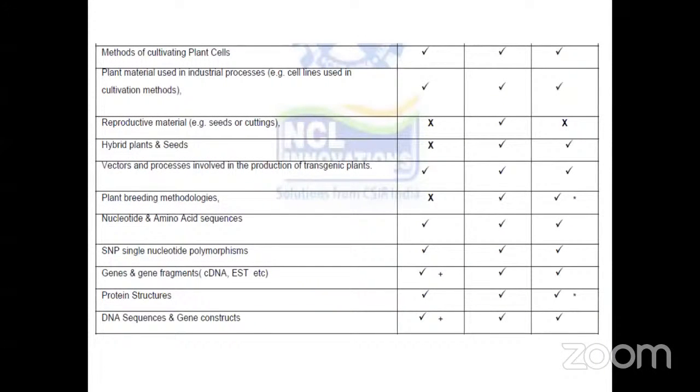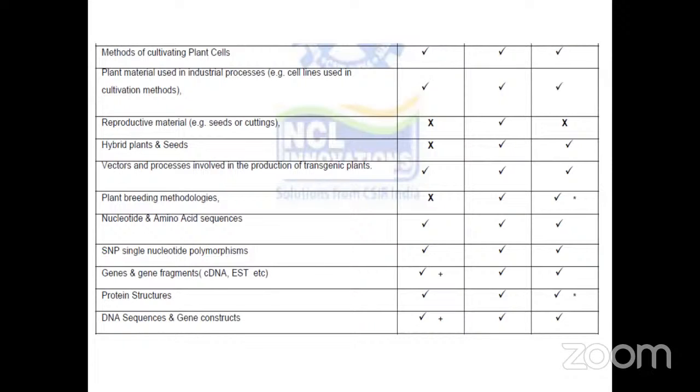See, hybrid plants and seeds, reproductive material, are not patented in India, but they are patented in the United States, because hybrid plants, reproductive material, and seeds come under the Plant Variety Protection Act. Various vectors and genes involved in the production of transgenic plants are patented in India. The tools used for the production of transgenic plants, like genes and vectors, can be patentable in India, the United States, and Europe.